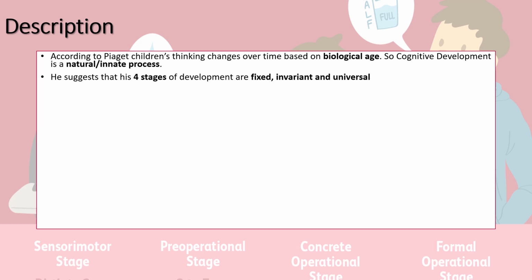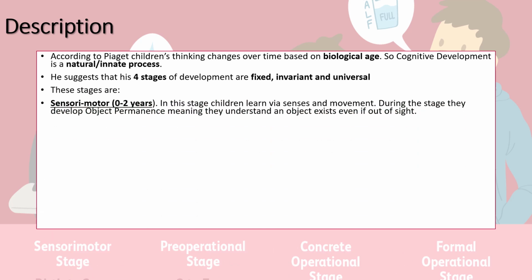The stages are also universal. By this he means they apply to every single child all over the world. He obviously doesn't think that culture impacts the development of a child's thinking, their cognitions. It's purely due to this biological process.